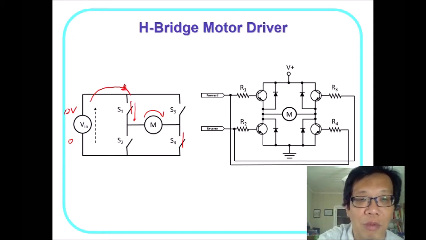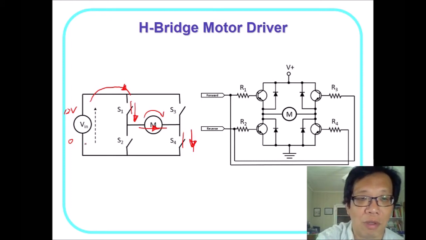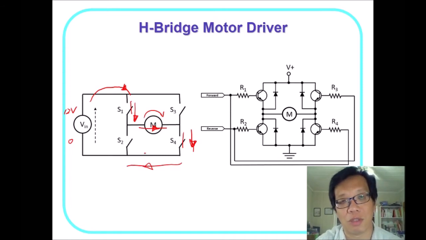But when I'm doing something like this, the voltage is going to be applied to the motor in this direction. So the current is going to be, for the red line, flowing like this, so it will rotate in one direction.